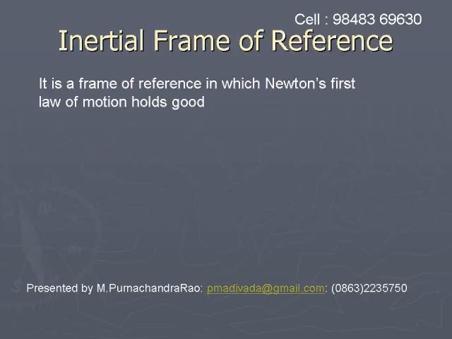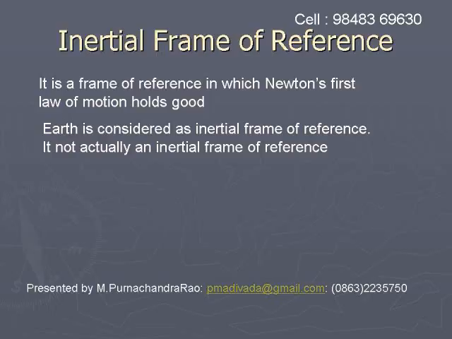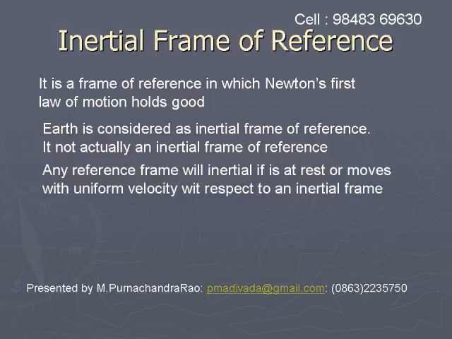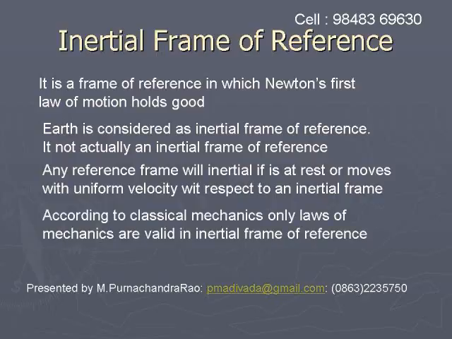Inertial frame of reference. It is a frame of reference in which Newton's laws are valid, or Newton's first law of motion holds good. Earth is considered as an inertial frame of reference, though theoretically speaking it is not actually one. Any reference frame is an inertial one if it is at rest or moves with uniform velocity with respect to an inertial frame.